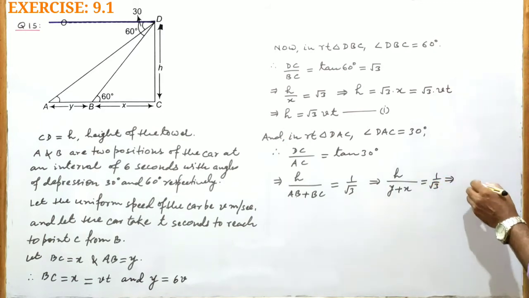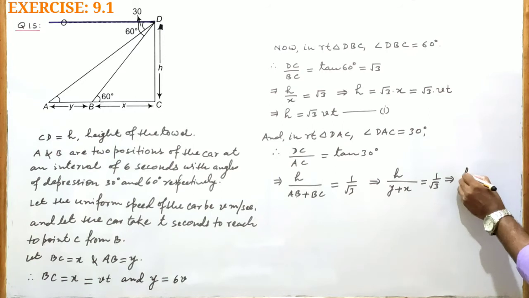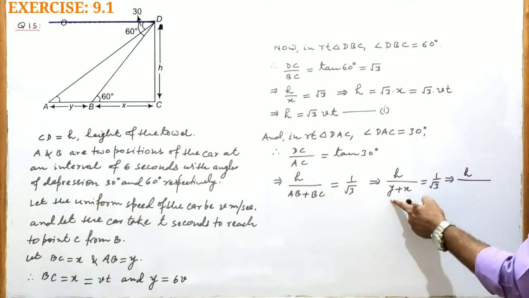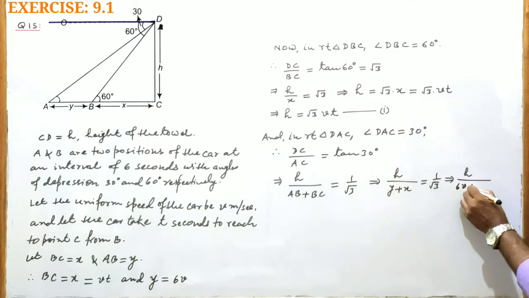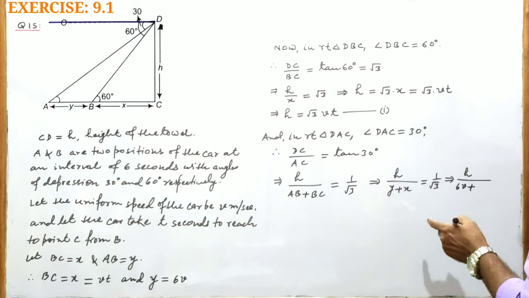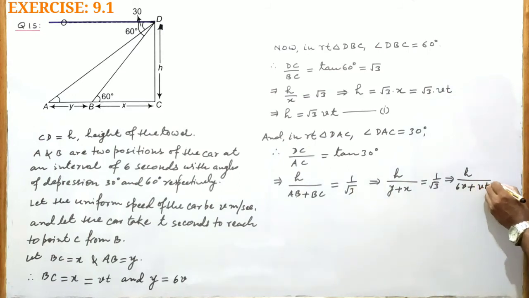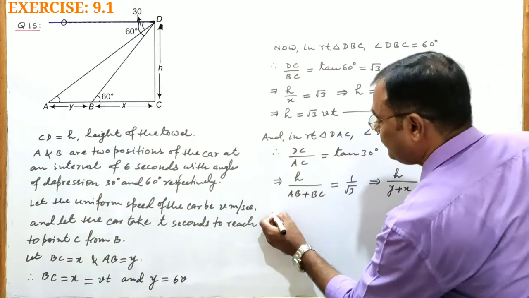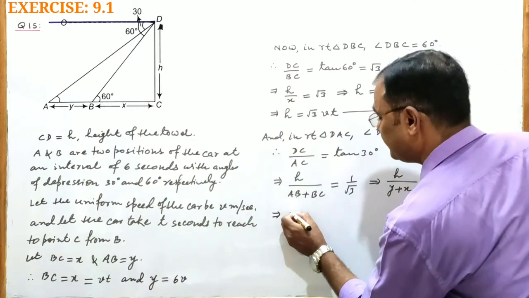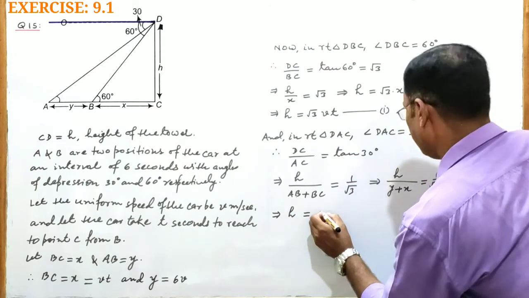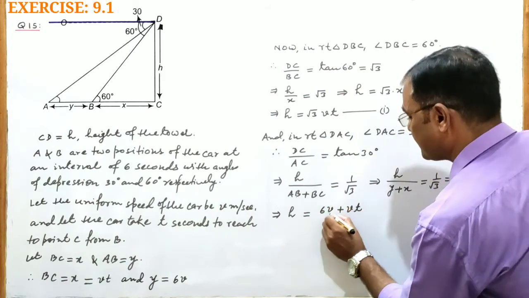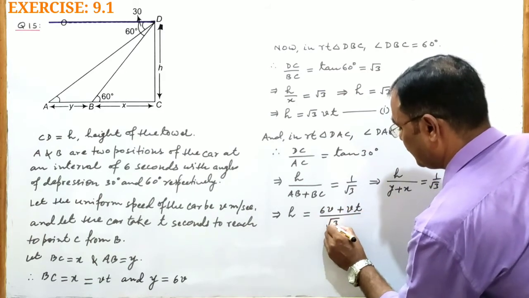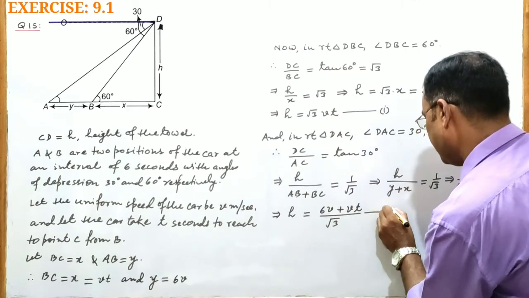This implies h by 6v plus x, that is Vt, equal to 1 by root 3. This further implies h is equal to 6v plus Vt by root 3. Let it be equation number 2.